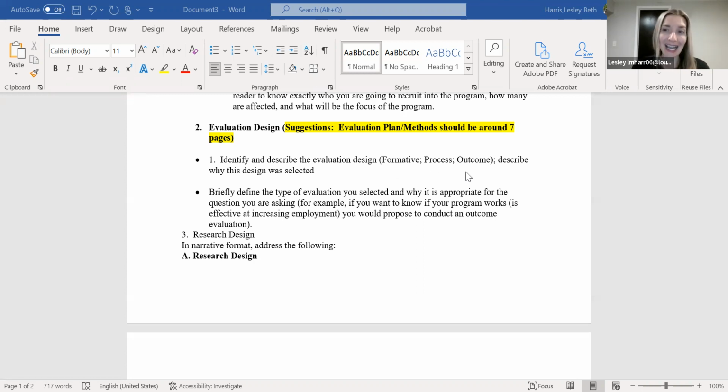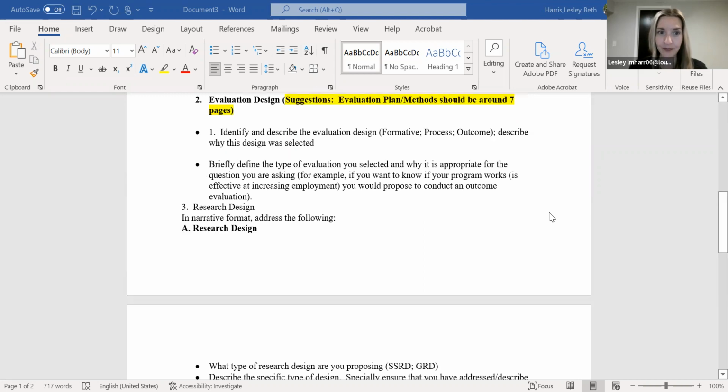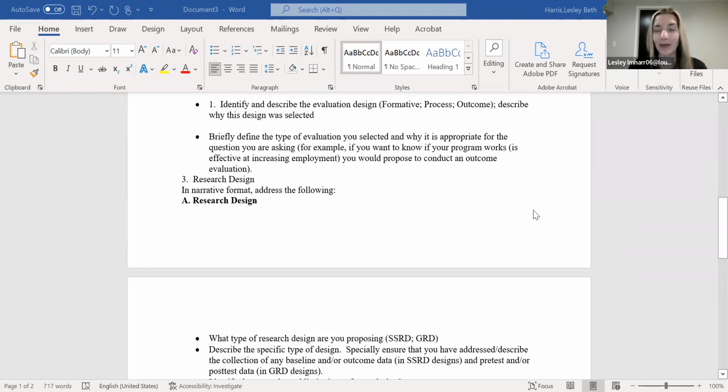I can say that 99% of my students choose to do an outcome evaluation. That's when you really look at pre-intervention data and post-intervention data to look at how your scores or qualitative experiences, qualitative data collection, change from before the implementation of the intervention and after the implementation of the intervention. So I would highly suggest the outcome evaluation design.